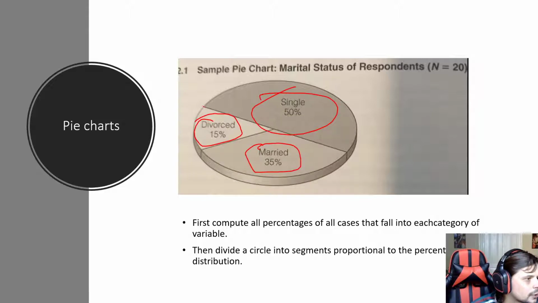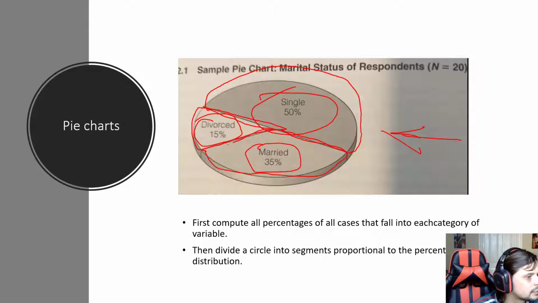Make sure your pie charts are proportional. In other words, because this is 50% single, half of your pie chart needs to look like this, and it does. This is a good example, of course. And then 15% of your pie chart needs to be divorced if your number is 15%. And then, of course, about a third of the pie chart is married, and it does show about a third of the pie chart being married.